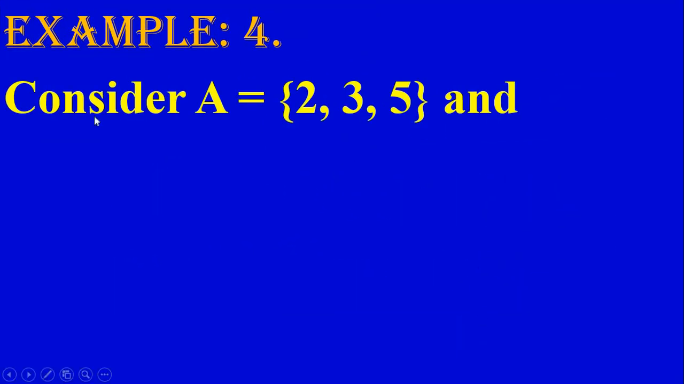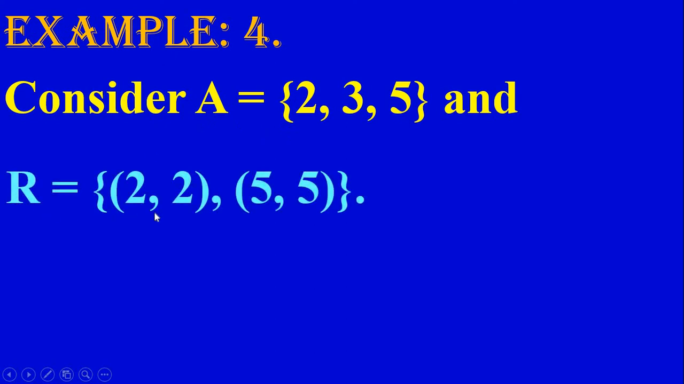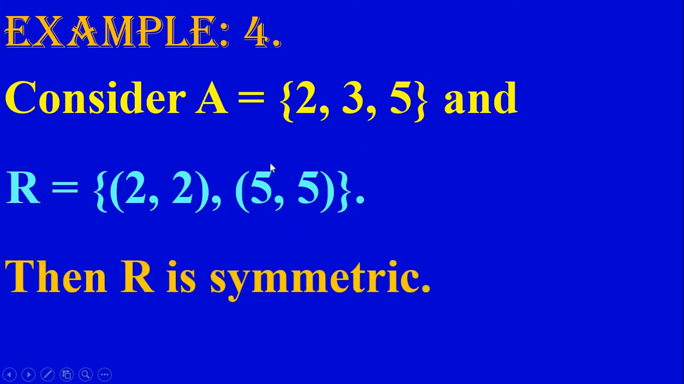Consider the next example. Consider A equal to {2, 3, 5} and take one relation R equal to {(2, 2), (5, 5)}. Now this is important. Here we have (2, 2) and (5, 5) only. There is no ordered pair (a, b) with a different from b. So therefore the symmetric relation is satisfied. Important: if (a, b) belongs to R, then only you have to verify whether (b, a) is there or not. If (a, b) is not there, then the symmetric relation is automatically satisfied.